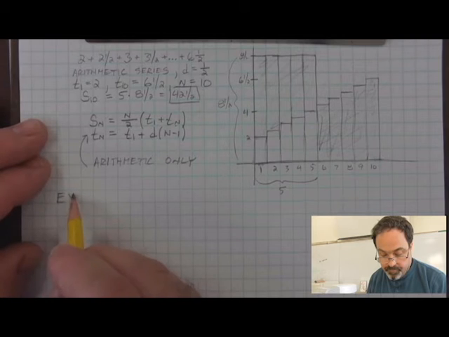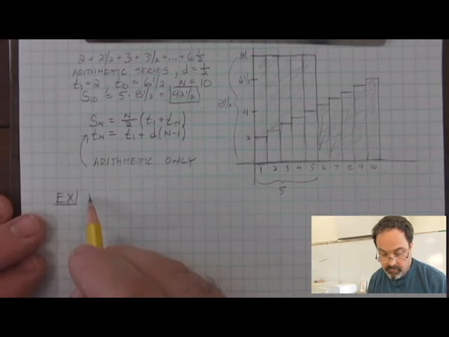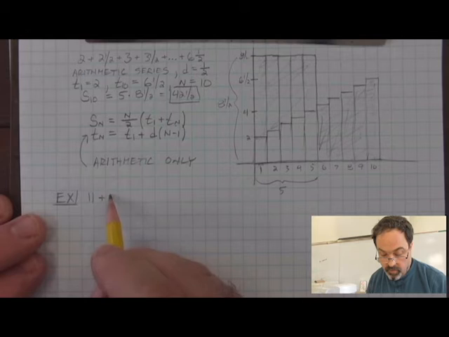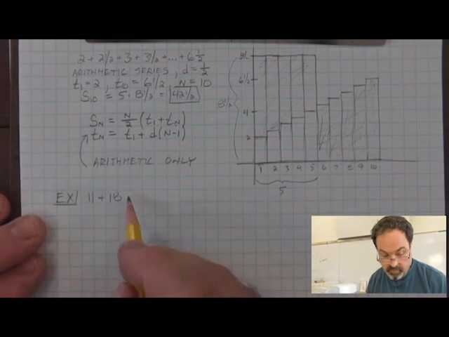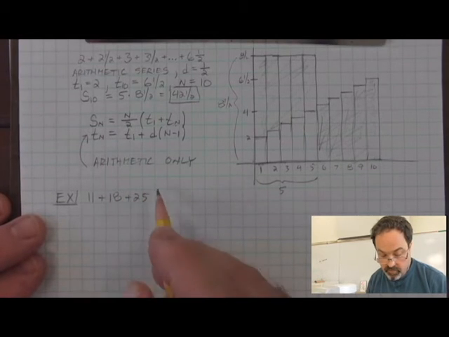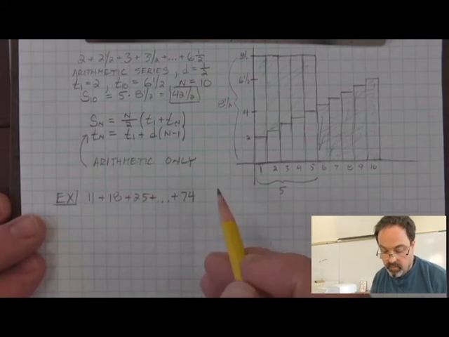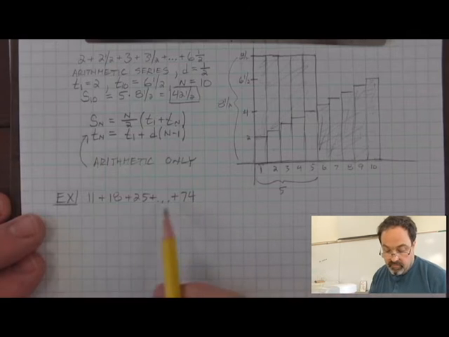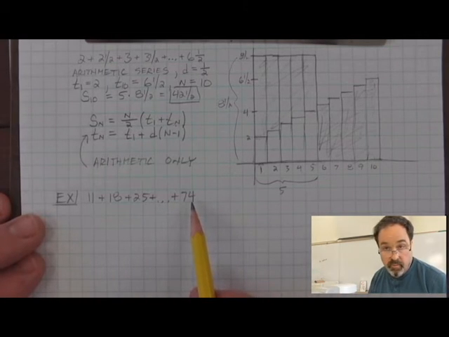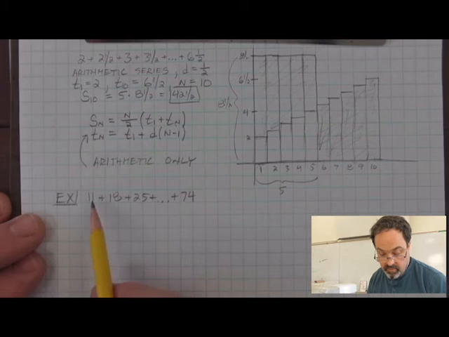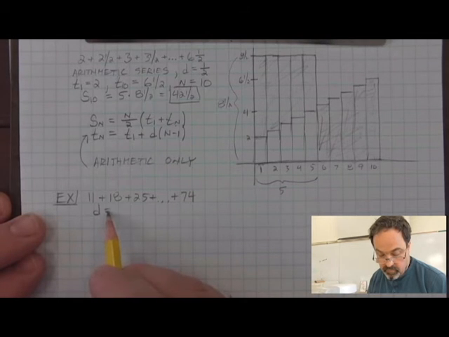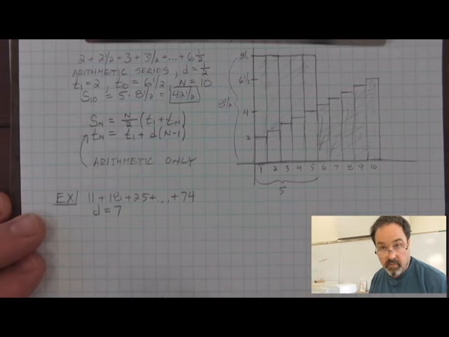For example, what if we were working with the series 11 plus 18 plus 25 all the way up to 74? Is this arithmetic? Well, then it would increase by a constant difference. 11 plus 7 is 18, plus 7 is 25. I'm convinced that this is an arithmetic sequence or series with a constant difference of 7.